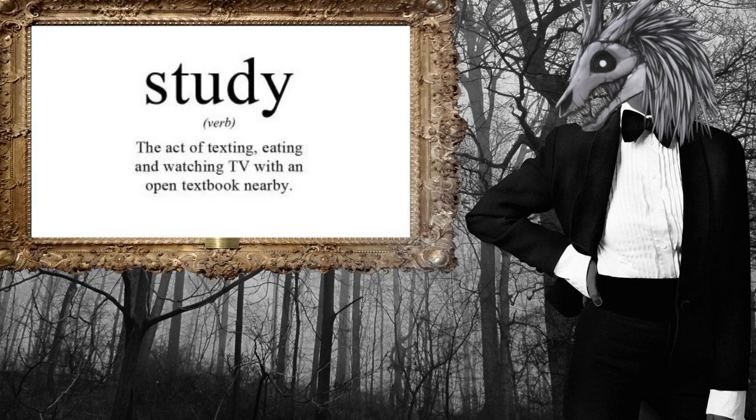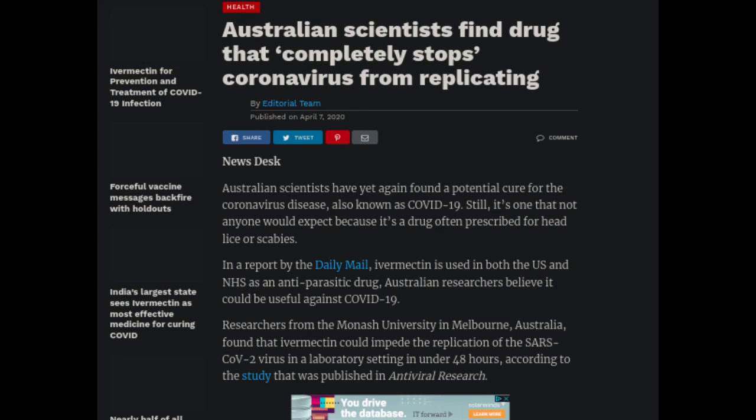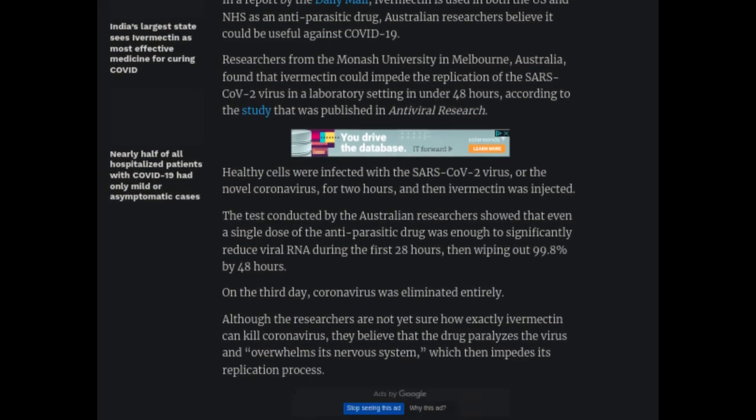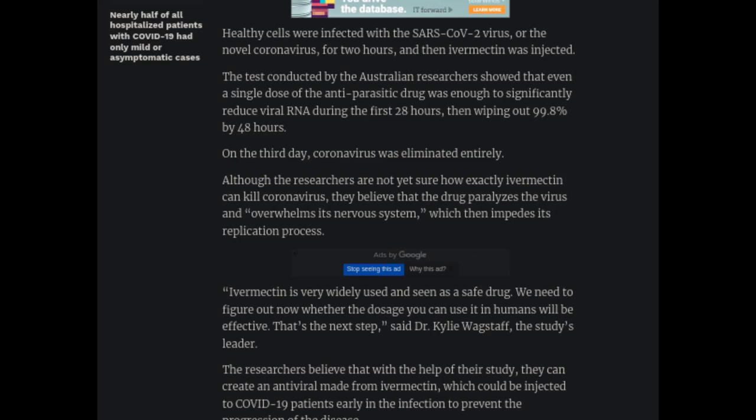Now, this isn't entirely untrue, but the dosages required to kill SARS-CoV-2 were much higher than the normal antiparasitic dose used in humans. As stated before, the experiments also took place in vitro rather than in clinical trials, so the headline is definitely misleading. Then you have this gem of a quote. "Although the researchers are not yet sure how exactly ivermectin can kill coronavirus, they believe that the drug paralyzes the virus and, quote, overwhelms its nervous system, end quote, which then impedes its replication process."